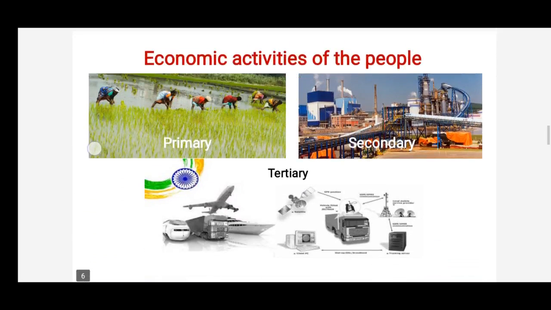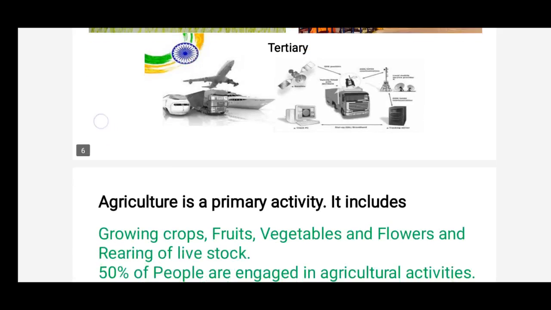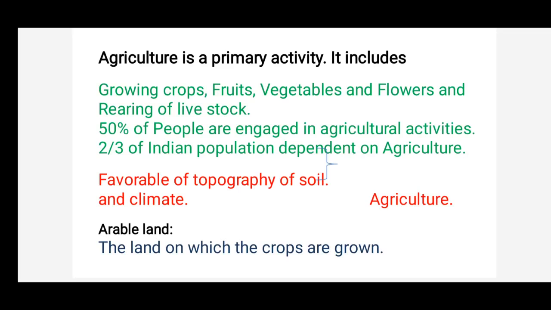See here, these are the different economic activities of the people. The primary sector, agriculture; secondary sector, manufacturing; and tertiary sector, here the services. Yes. Children, as you all know, agriculture is a primary activity. It includes growing crops, fruits, vegetables, flowers, and rearing of livestock.